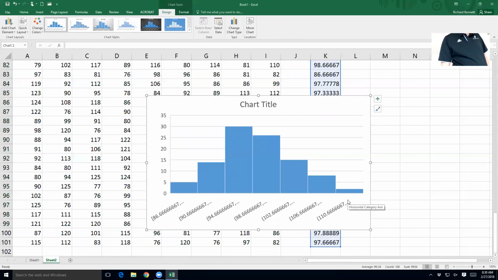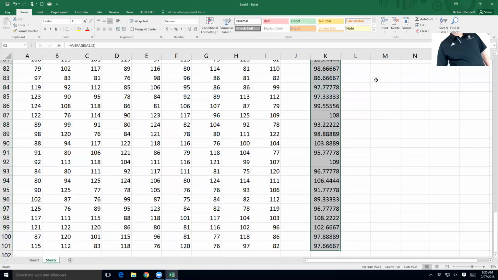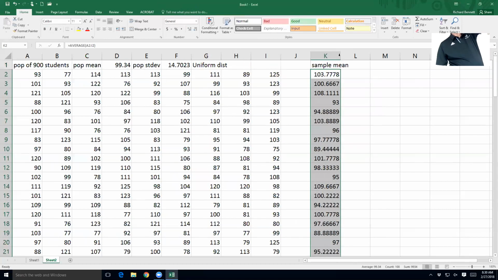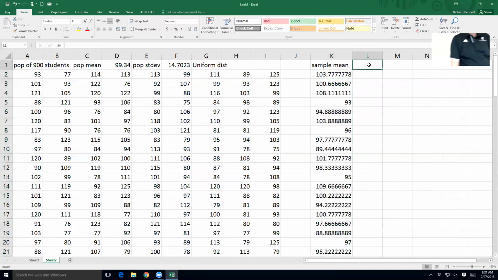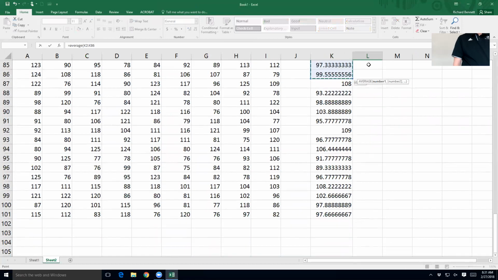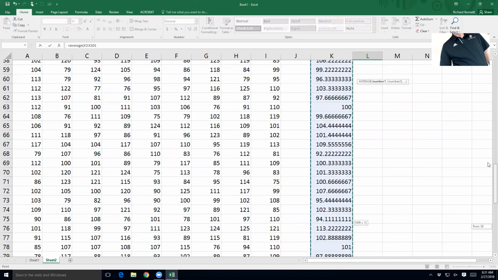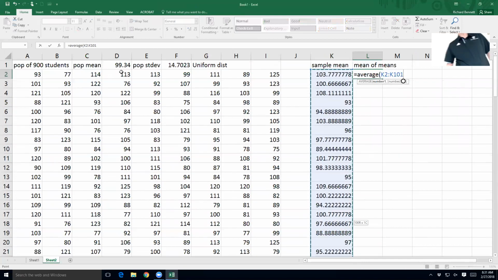Now, not only that, but here's what's cool about this. Let me ask you a question. I did the mean of each row. What if I did the mean of my means? So I'm going to find the mean of this column. Now, don't press enter yet. I want you to guess here. Don't give away the answer before I press enter. My question to you is: we know that the population mean in my case is 99.34. Do you think the mean of the means will be the same as 99.34, or will it be slightly different?